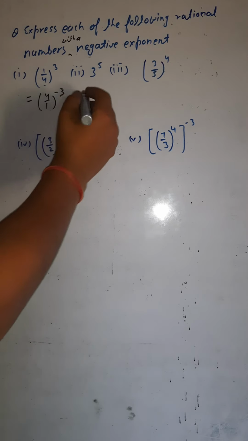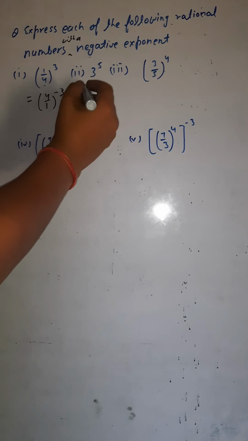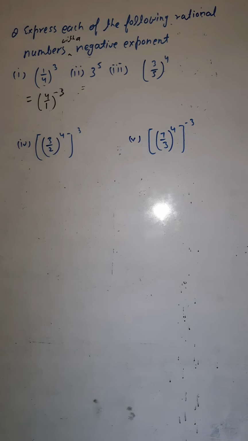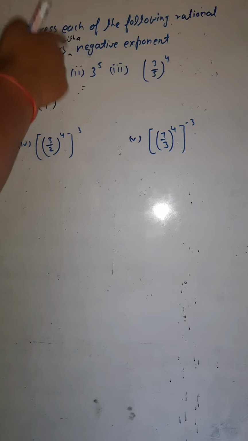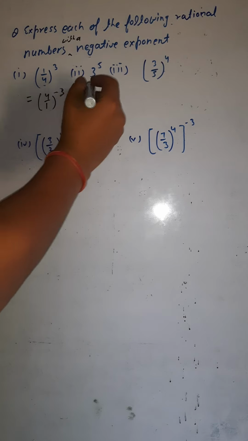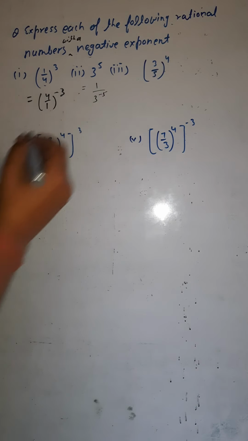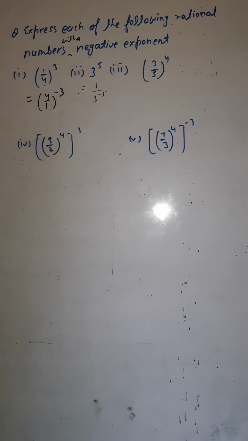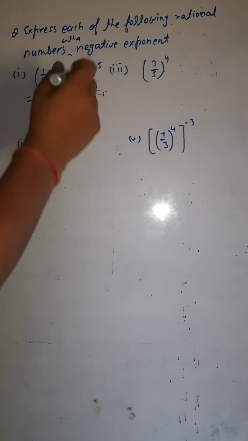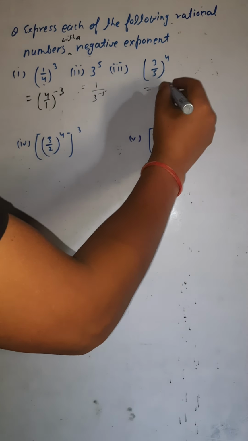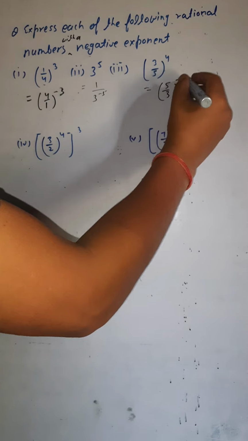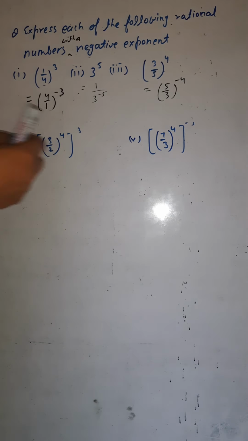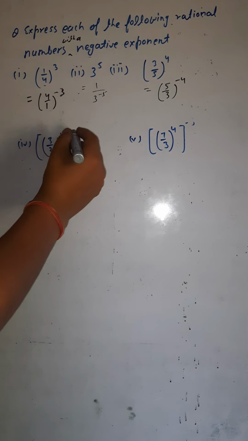And similarly here also, how do you solve 3 raised to the power 5? If you are changing this plus 5 into the negative, how would you change this? This can be written as 1 by 3 raised to the power minus 5. Similarly, this one also. Again, just write the reciprocal of this. You would be getting 5 by 3, then the power would become minus 4. Okay, but how would you solve this?